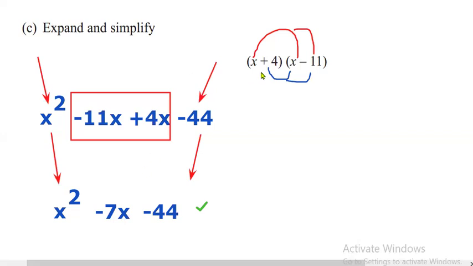So first, we multiplied x by x is going to be x squared. X by negative 11 is going to be negative 11x. 4 by x is going to be positive 4x. 4 by negative 11 is going to be negative 44. These ones don't have any like terms, so we put them the same. Here in the middle, we have like terms. Negative 11 plus 4 is negative 7x. And this is how you answer a question like this.